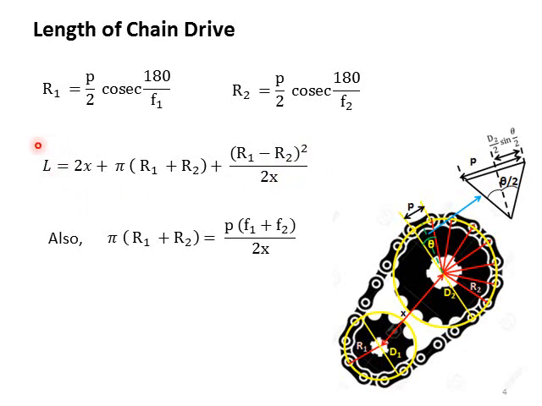Also, we can easily derive this length of chain. If you want me to derive this length of chain, meaning how this equation came here, then please let me know. A very important thing that we have to sum up here is this terminology. The product of pi into R1 plus R2 is also equivalent to pitch into F1, the number of teeth of driver sprocket, plus F2, the number of teeth of driven sprocket, divided by 2x.